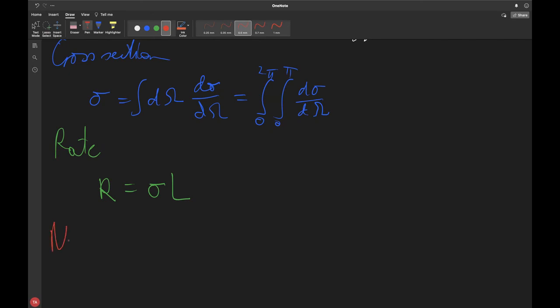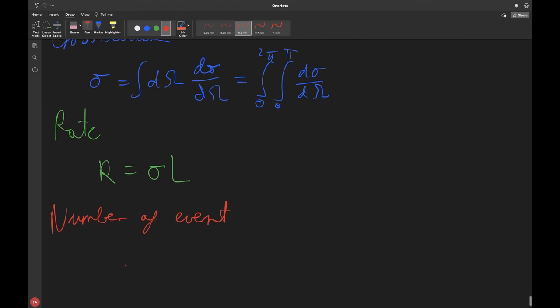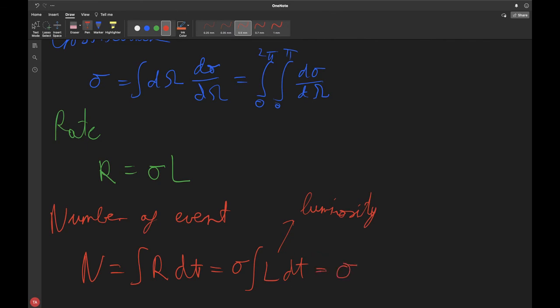This is the number of events. How many times do we see a certain thing happening? And that is going to be the integral of the rate. So if I integrate the rate by time, I get the number of events. So I could take out the sigma, that's something which is not changing over the time. And then we have the luminosity. And if you integrate the luminosity, you get something which we call the integrated luminosity.